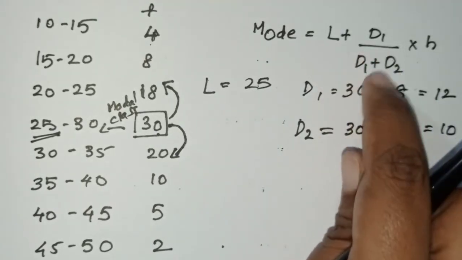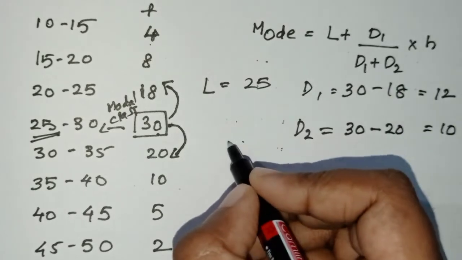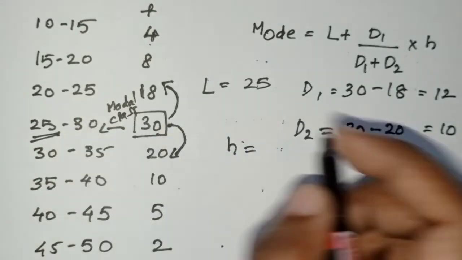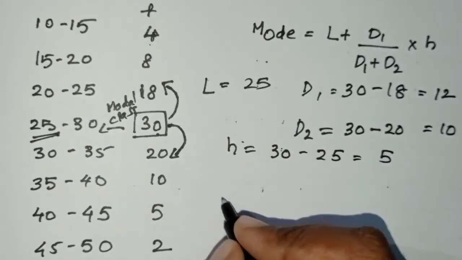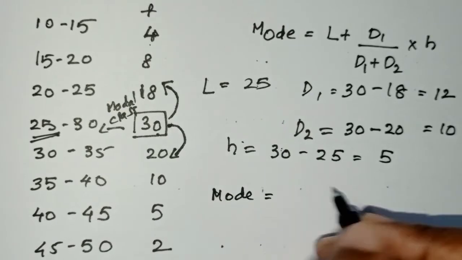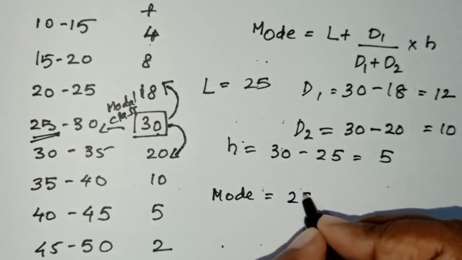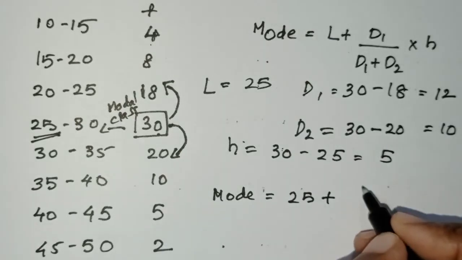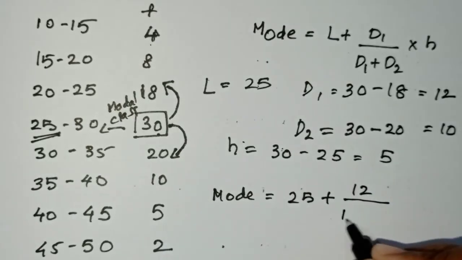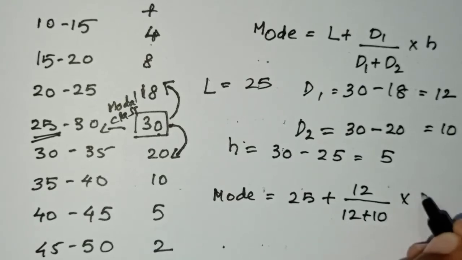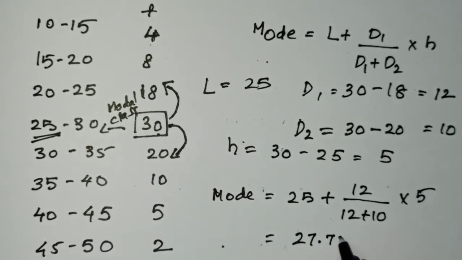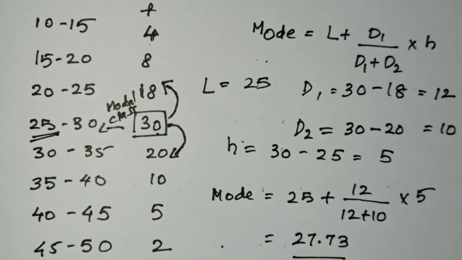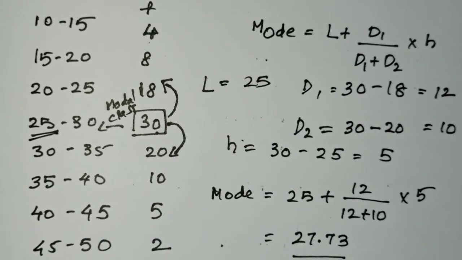So we have got L, D1, D2. So what is H? H is difference between the class interval, that is 30 minus 25, that is equal to 5. So just substitute in the formula and we will get the answer. So mode is 25 plus D1 here is 12 divided by 12 plus 10 into 5. So the answer after the calculation that we'll be getting is 27.7. Okay, so this is how you have to calculate the mode.